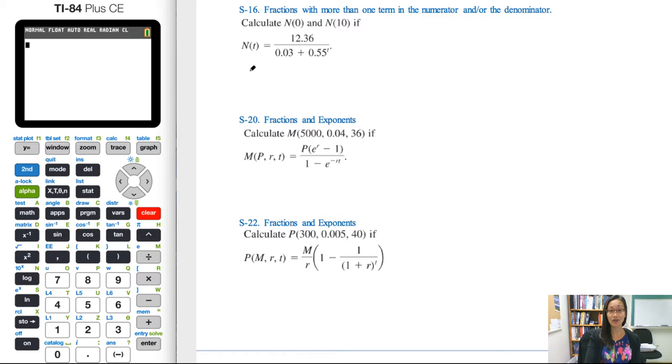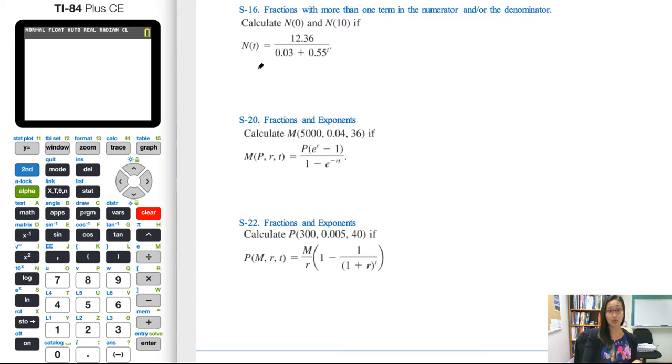So in the last video, we looked at two examples that dealt with functions that had exponents in them. And we looked at how to evaluate these functions in our calculator to maintain order of operations. So to maintain the order of operations and to make sure that we get the correct answer, we made sure that we put parentheses around the exponent.